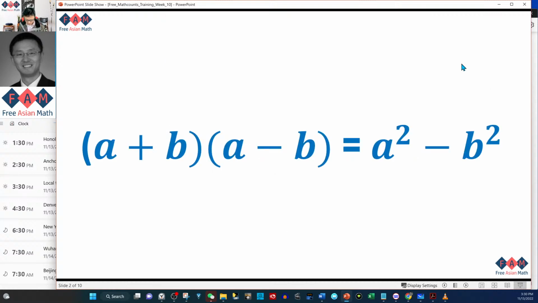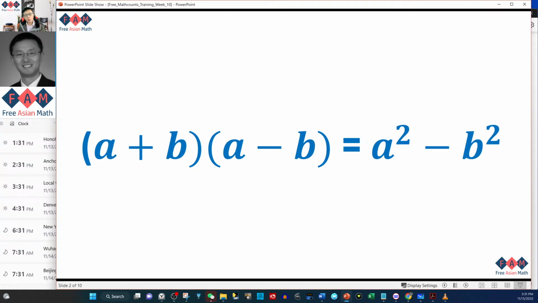Here is the difference of squares formula, and this is so important that everybody should be able to write it down, either from the left to the right or from the right to the left, with ease. From the left to the right, we are multiplying two binomial algebraic expressions, and the result is a difference of squares. So (a plus b) times (a minus b) is so fundamental. The result is a squared minus b squared.